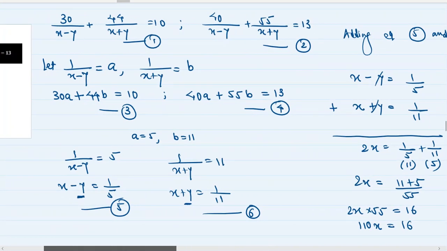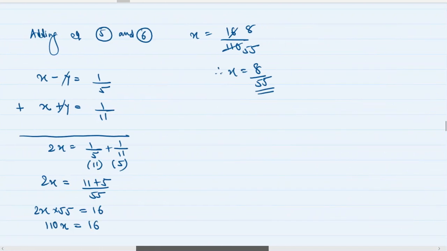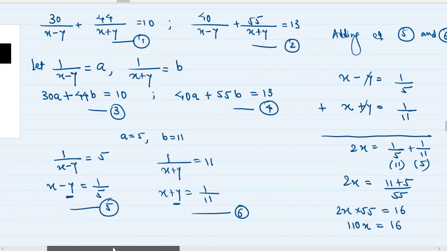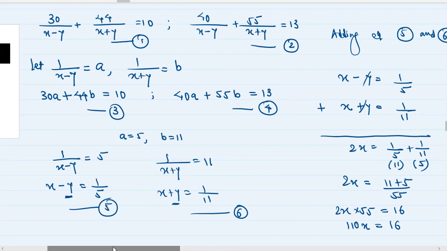30 upon x minus y plus 44 upon x plus y is equal to 10, and 40 upon x minus y plus 55 upon x plus y is equal to 13. Okay, so the value of a and b which we have got is a is 5, b is 11. So 1 upon x minus y is equal to a, which is 5, and 1 upon x plus y, which is 11. So x minus y is equal to 1 upon 5, which is correct.